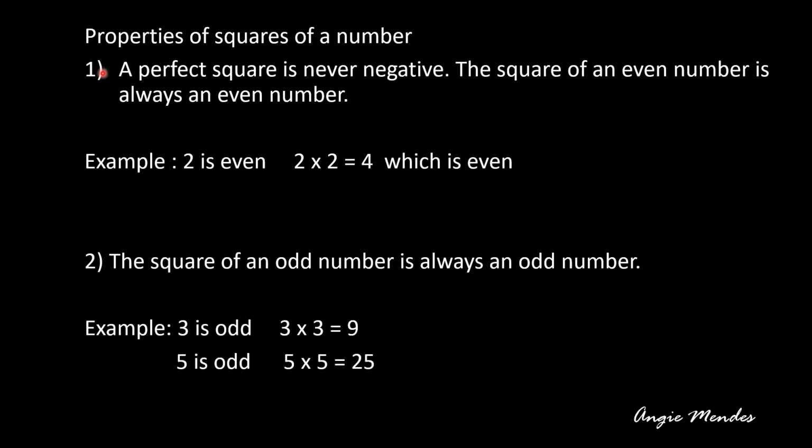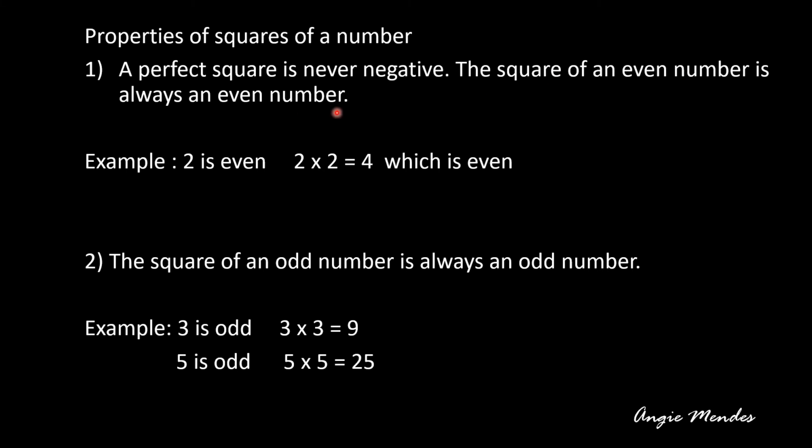Now let us look at the properties of squares of a number. A perfect square is never negative. The square of an even number is always an even number. So let's look at an example. 2 is an even number. So if we have to take the square of this number, we will take it as 2 raised to the power of 2. So we will get 2 multiplied by 2, which is equal to 4. And 4 is even.